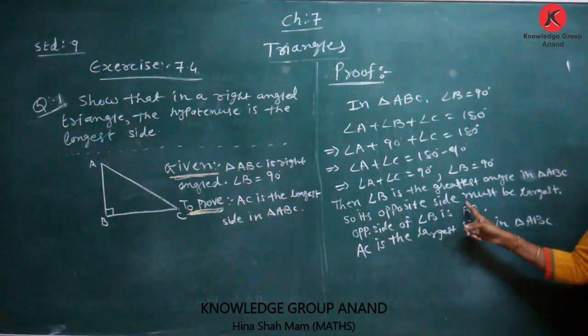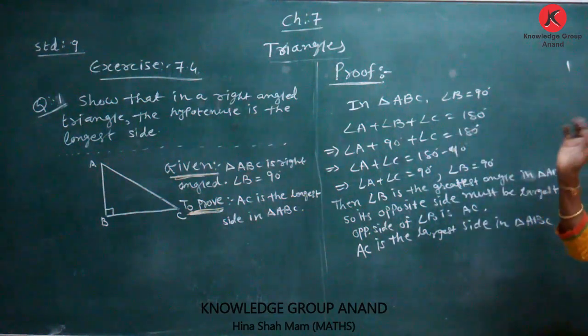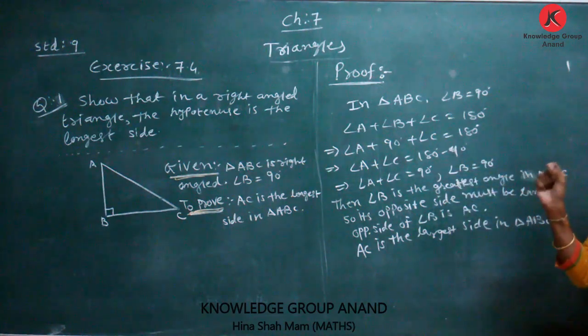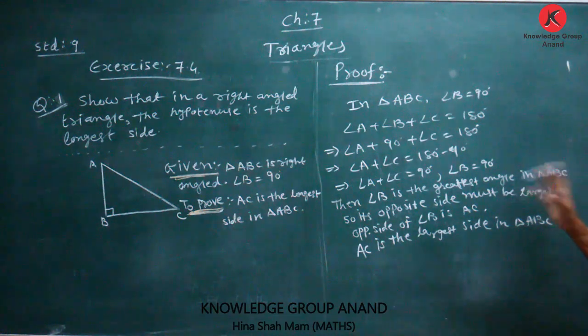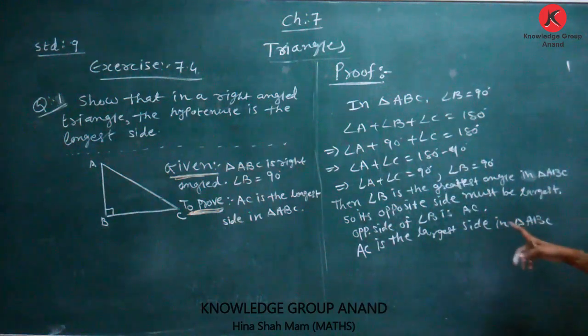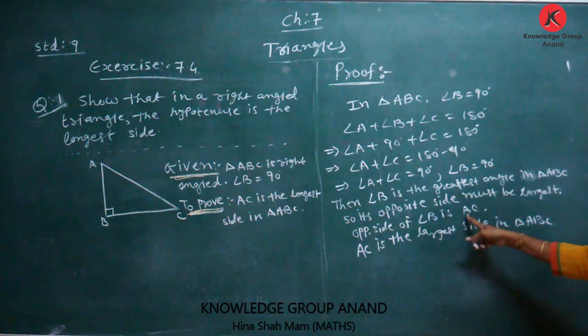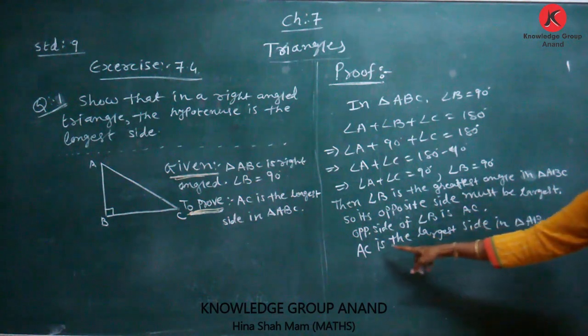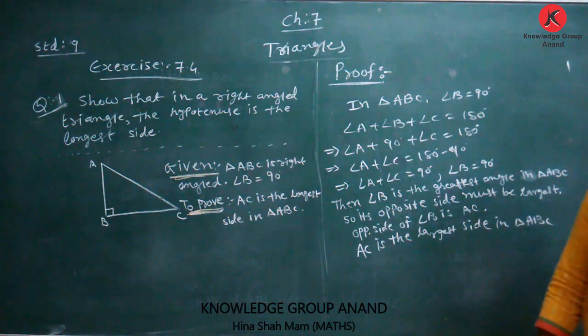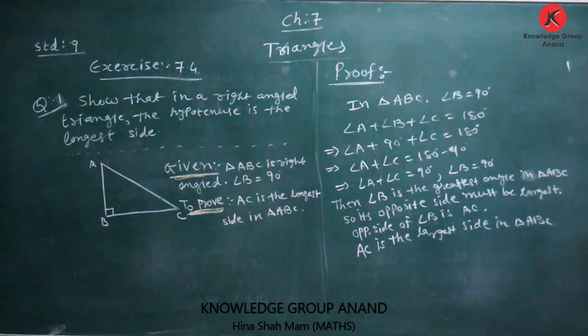Which is our property, an important topic we learned. The opposite angle of the greatest side is greatest, or the opposite side of the greatest angle is greatest. Here the opposite side of angle B is AC. Then AC is the largest side in triangle ABC. Clear? It is question number 1.